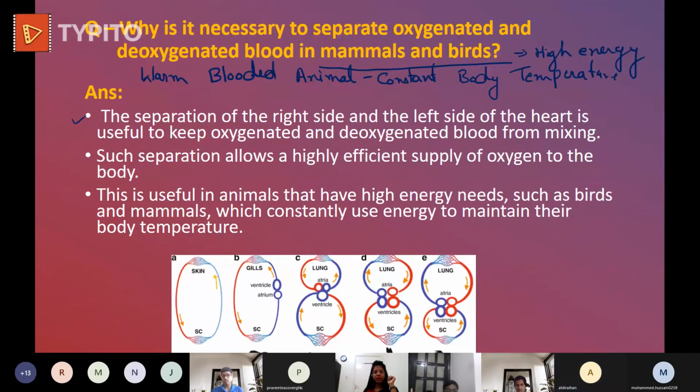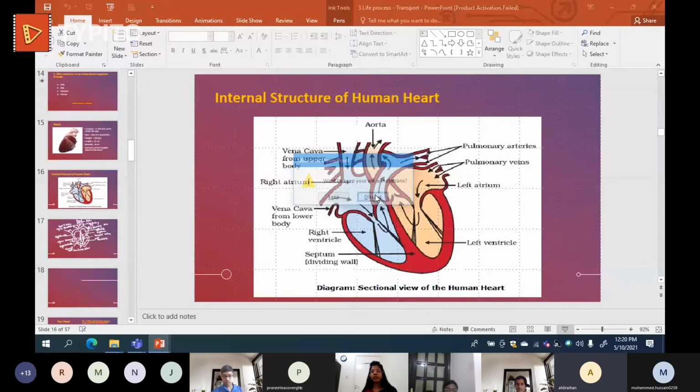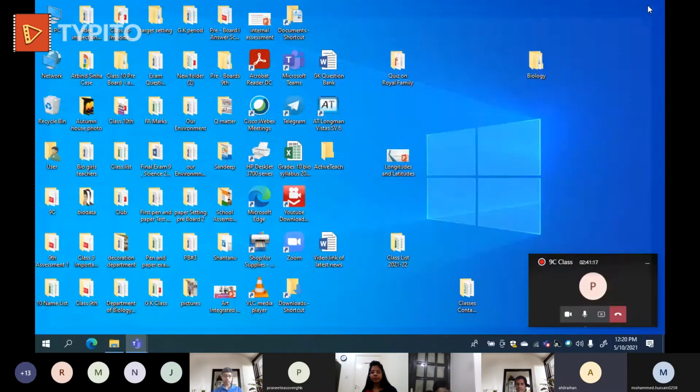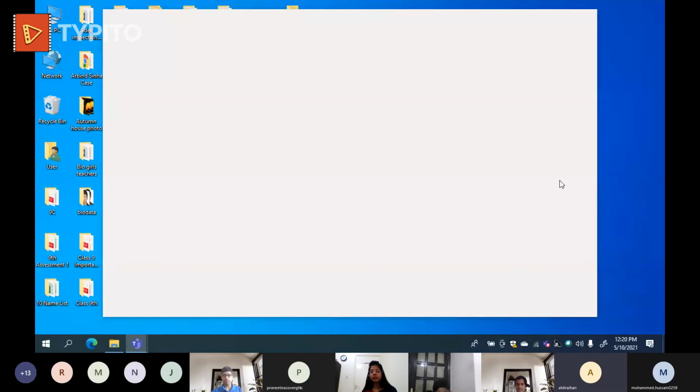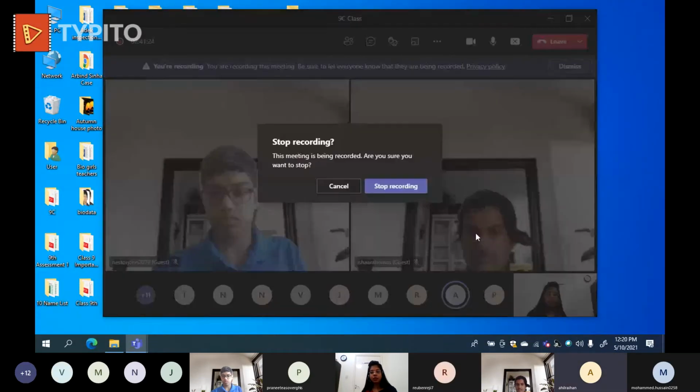Now in the next class, I am going to discuss the hearts of different vertebrates. Our heart is the best heart because it is highly advanced, where the oxygenated and deoxygenated blood is totally separated. So we will do a comparative study of our heart with the other vertebrates.